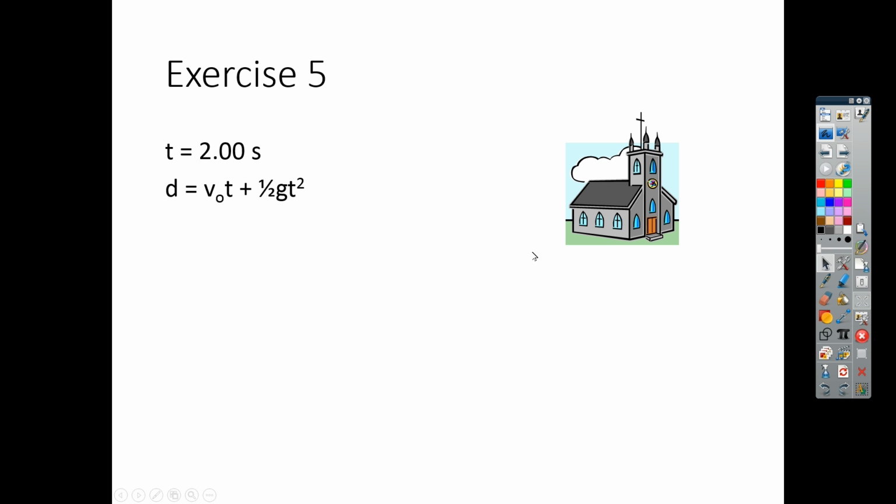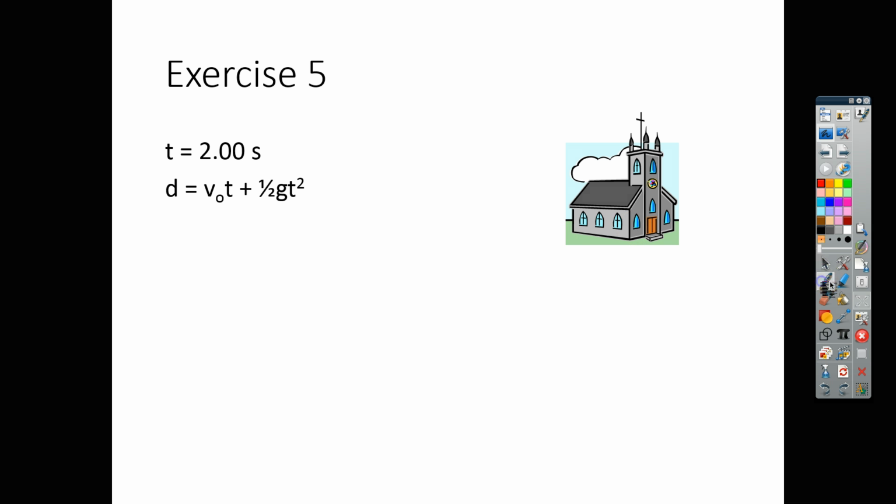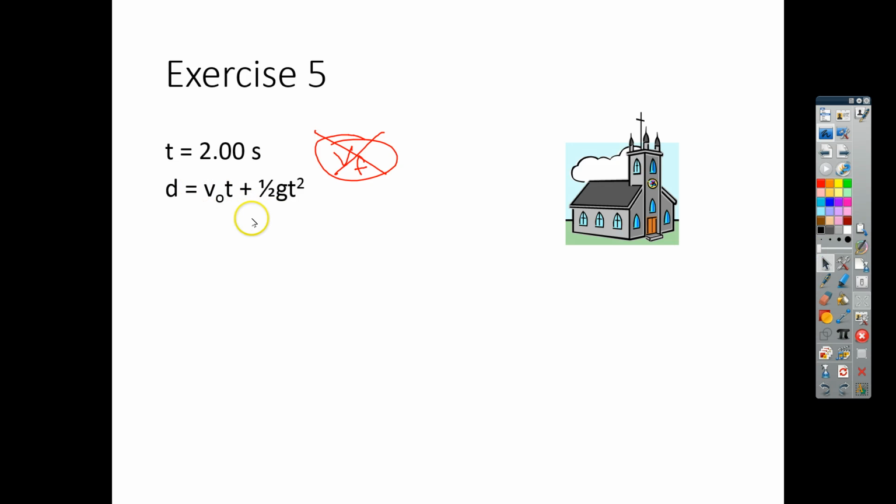The equation we're going to use is the one that has distance, original velocity, time, and gravity in it. So we don't have final velocity, and we don't need that final velocity. It does travel, and when it hits the ground, it does have a final velocity, but we don't need to worry about this in this problem.